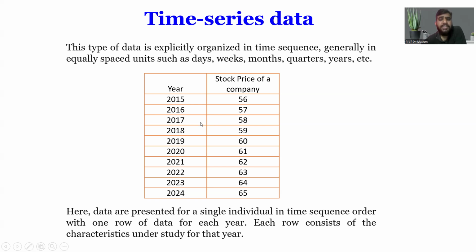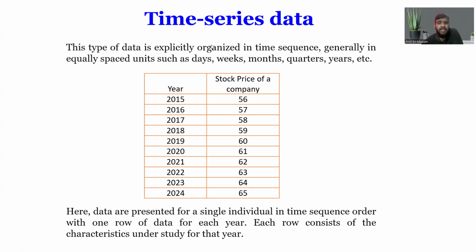This is known as time series data. Especially, another feature of time series data is that the intervals should be the same. Say for example, 2015, 2020, 2025, 2030. So the interval should also be equal.